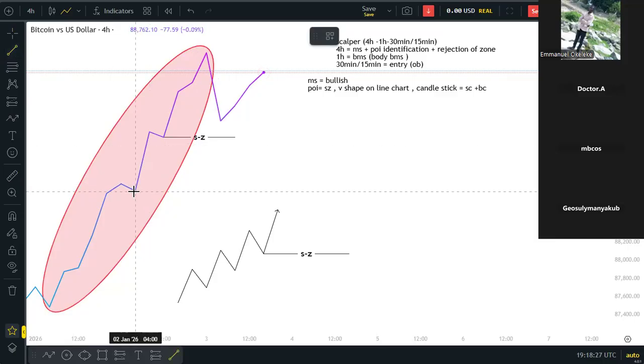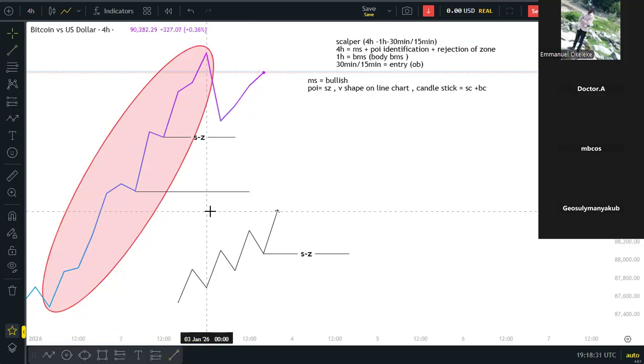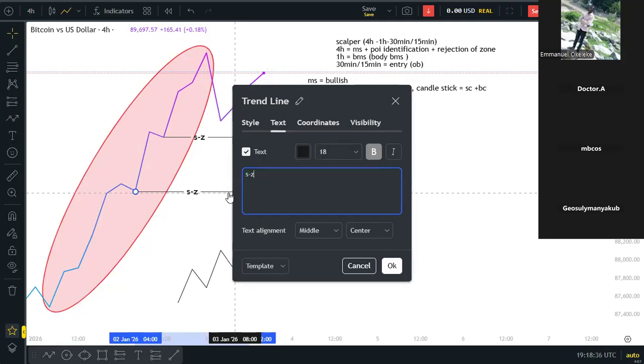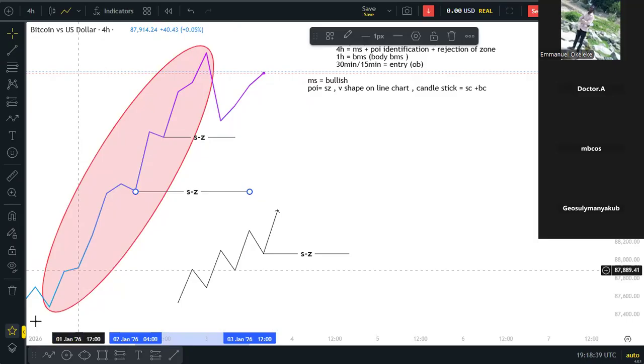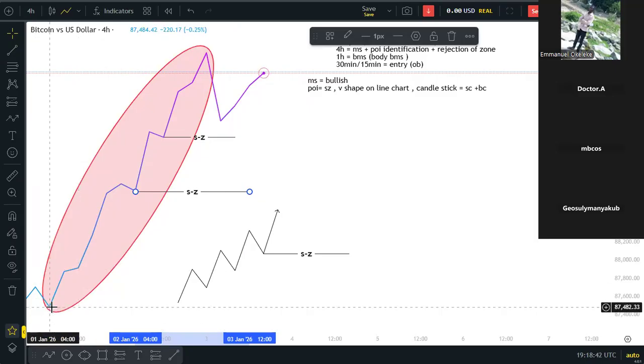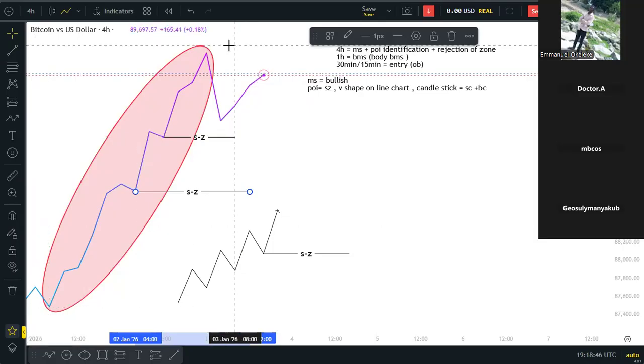This is another support zone here, a V-shaped area. So we label this a support zone. So that's how you can continue marking. You can mark this, you can mark this. So it's not only using the line charts for a proper identification of support zone. You also use your candlestick to confirm if these zones you have marked as V-shape are valid.